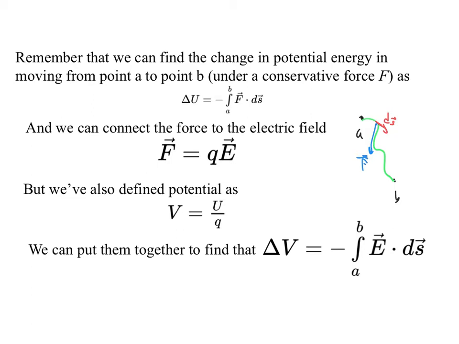And of course, we can connect the force to the electric field by saying the force felt is the charge times the field, F equals QE. But we've also defined potential as U over Q. Allowing us to put all of this together, say that delta V must be the integral from A to B of E dot ds. And that's a lot of verbiage to say something which is relatively obvious, which is that the electric potential is related to the electric field the way that the electric energy is related to the electric force. All right, all we're doing, again, remember, is abstracting out one of the charges.